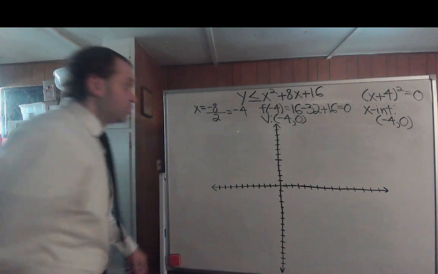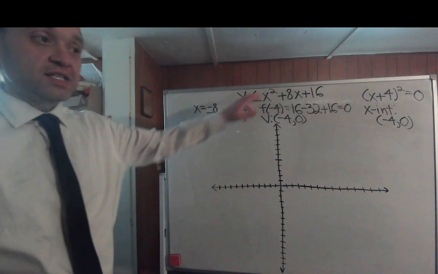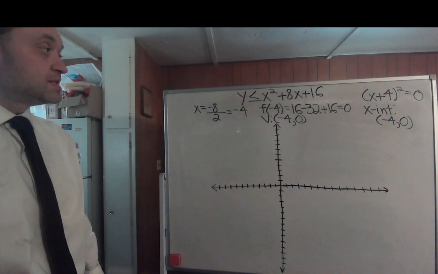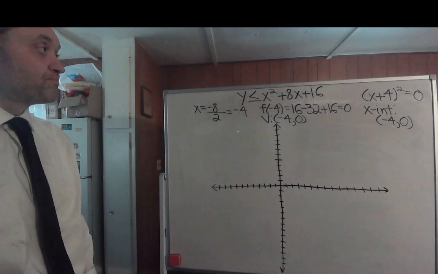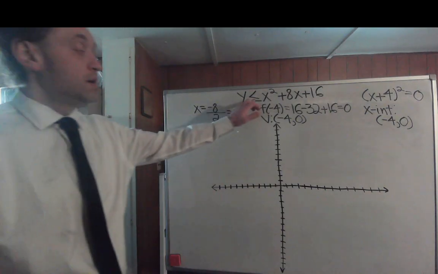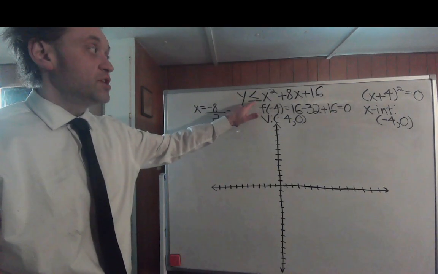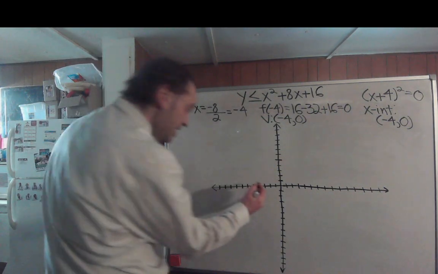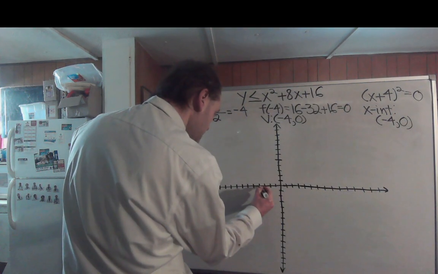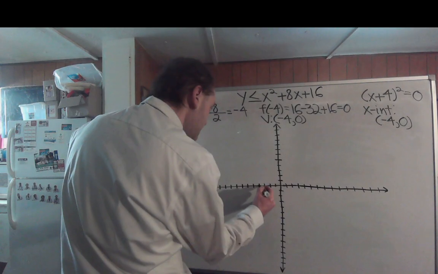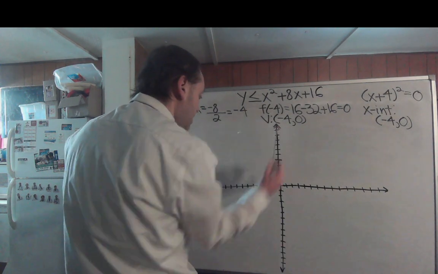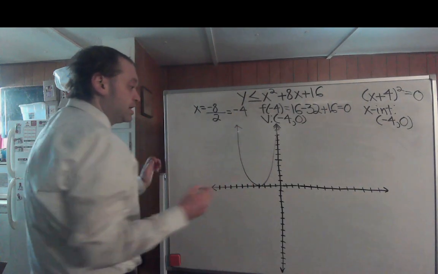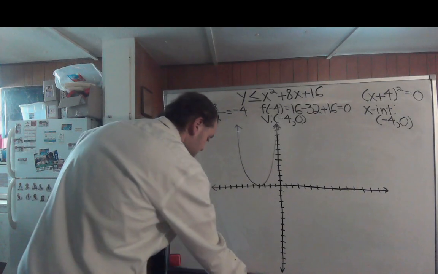Now, the coefficient on the x squared term is positive, so the parabola will open upwards. And since you have the equal to component, you're going to draw a solid parabola. So let's find negative 4, 0. And then somewhere up in here it'll cross the y-axis. I'm not too worried about it. So there's roughly what your parabola is going to look like.